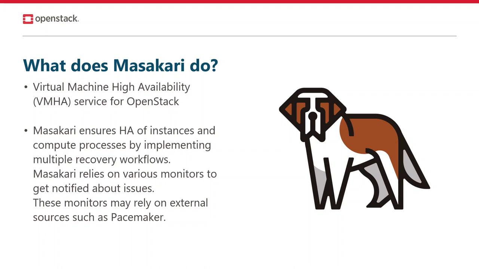For starters, what does Masakari do? Masakari is delivering high availability for instances in an OpenStack cloud. It is implemented in terms of notifications and recovery workflows. Notifications are delivered by monitors, which may in turn rely on external sources of truth, like Pacemaker.